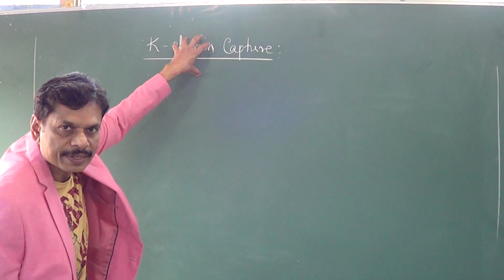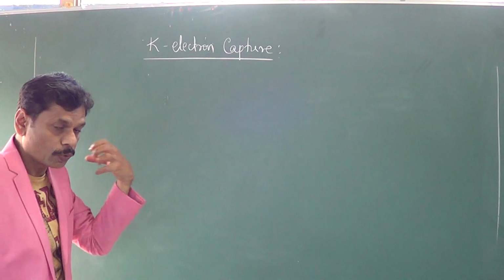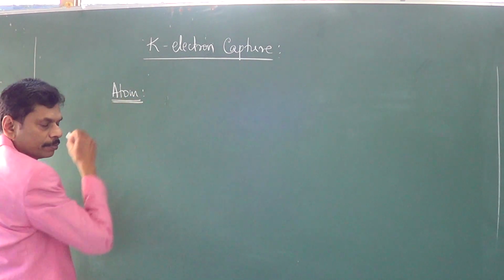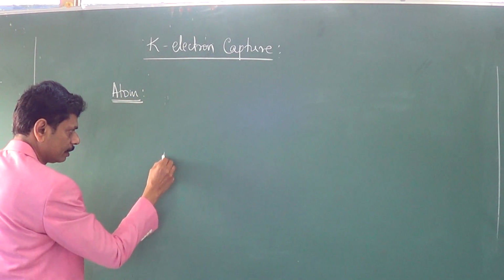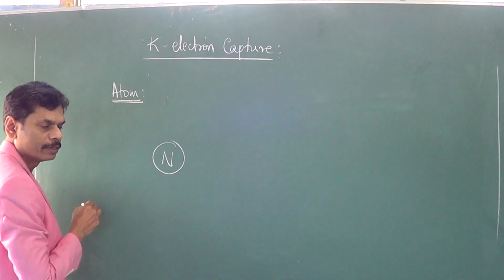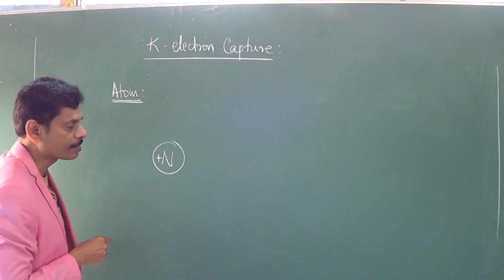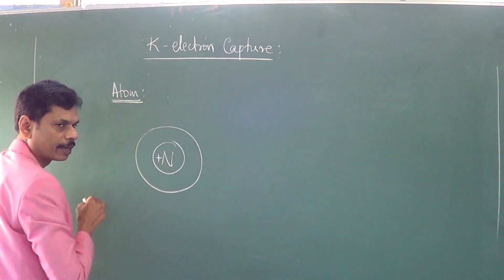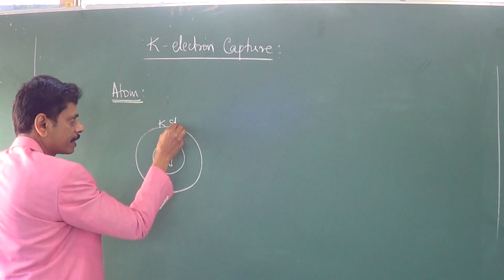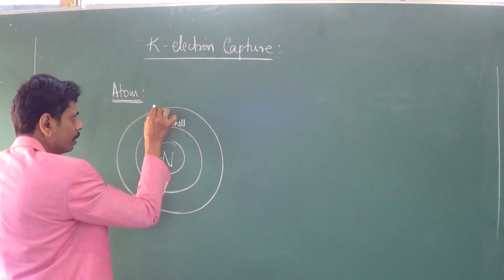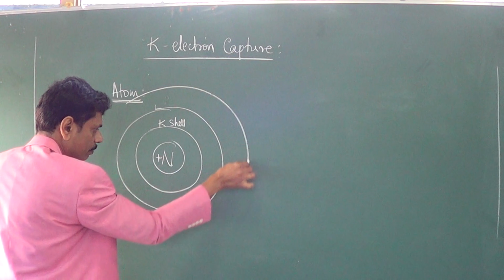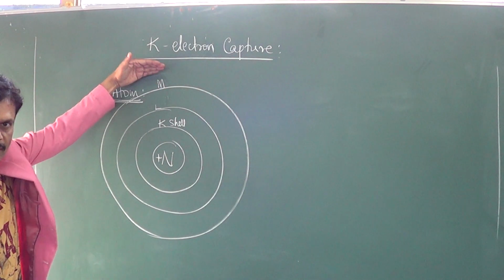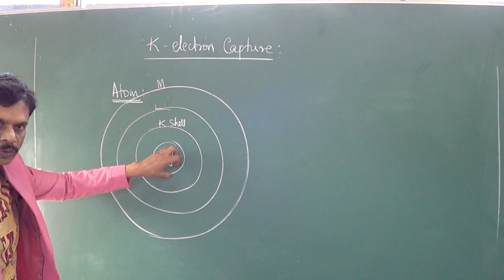If we want to understand this concept, let us think about what an atom is. All of us are already aware of what an atom is. A nucleus is present here, which carries a positive charge because of the protons, and electrons are revolving around the nucleus in different orbits. First orbit, K shell. This is the L shell. This is the M shell. Like this, in different shells, the electrons revolve around the nucleus.